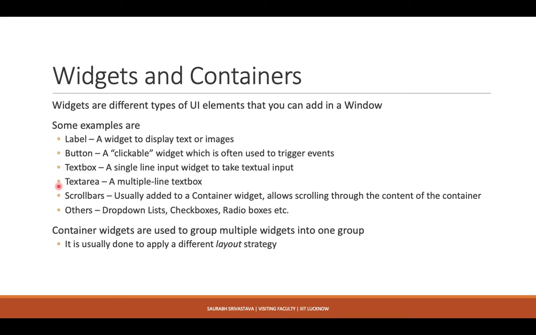There are many other types of widgets. It depends on the kind of toolkit you are using, that some of it might be provided to you by default, some of it you may have to actually engineer yourself. But examples are drop down lists, check boxes, radio boxes. These are all different types of UI elements that you will find in different toolkits, and you can add them to your window application. And a container widget is basically a widget which is used to group other widgets.